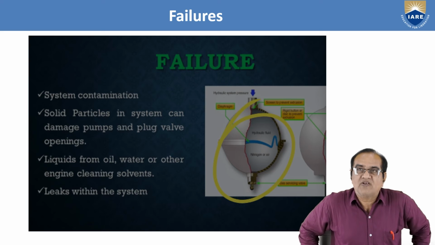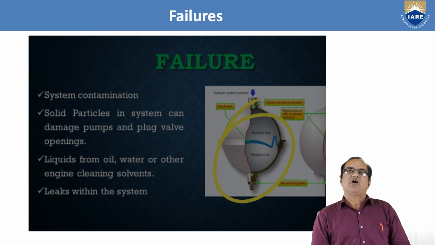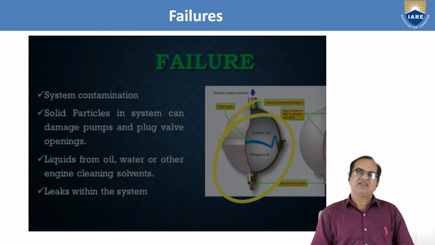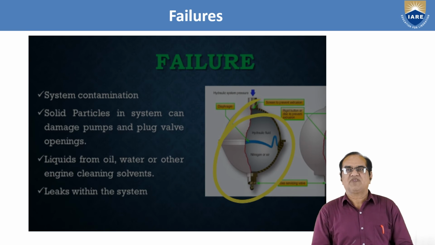Now, what are the failures which are likely to happen in the pneumatic system? Here we can see system contamination. If your system is contaminated with impurities like water, other chemicals, or other particles, your system may fail. Solid particles in the system can damage pumps and plug valve openings. Liquid from oil, water or other engine cleaning solvent can also cause damage. Leaks within the system can also damage the system.